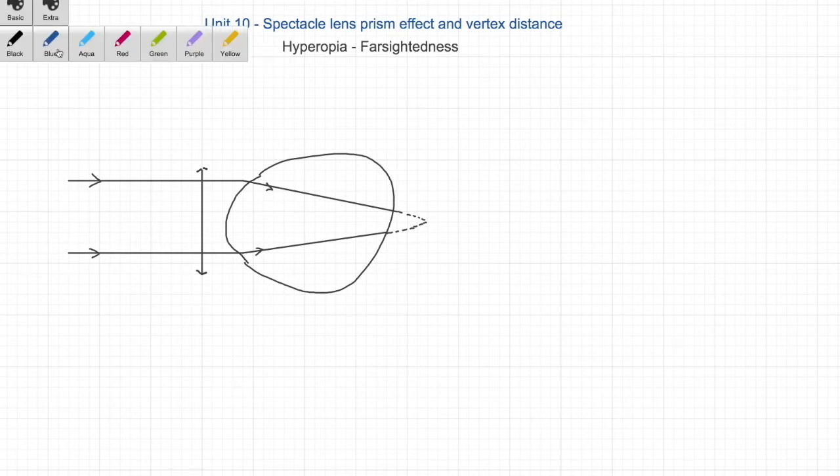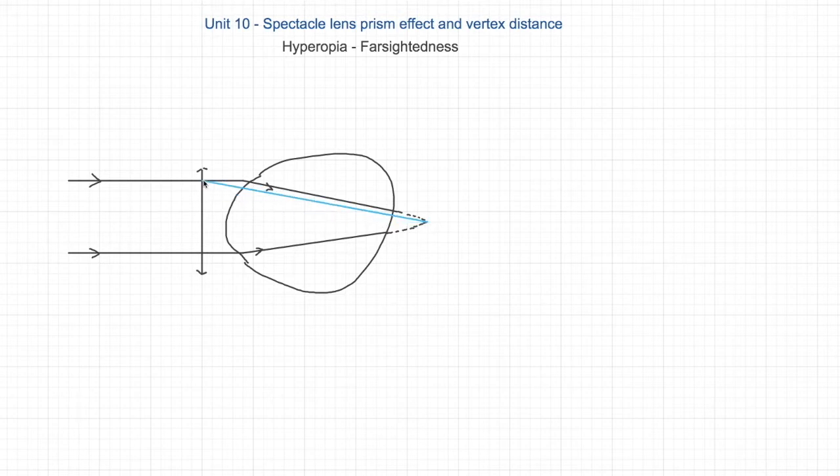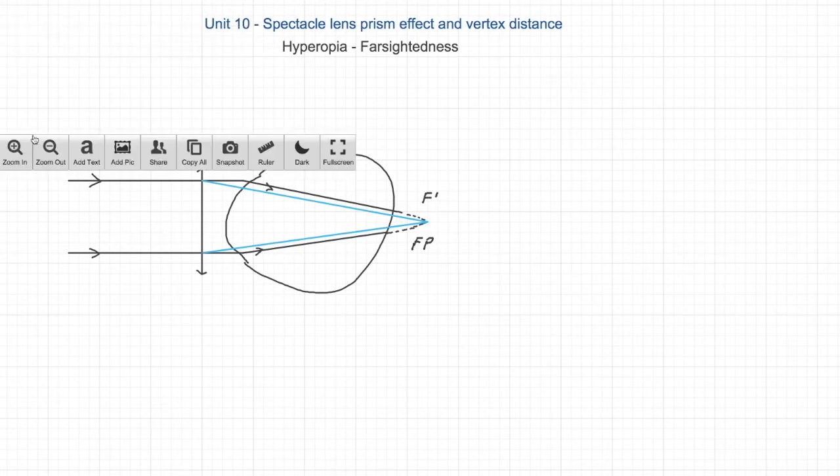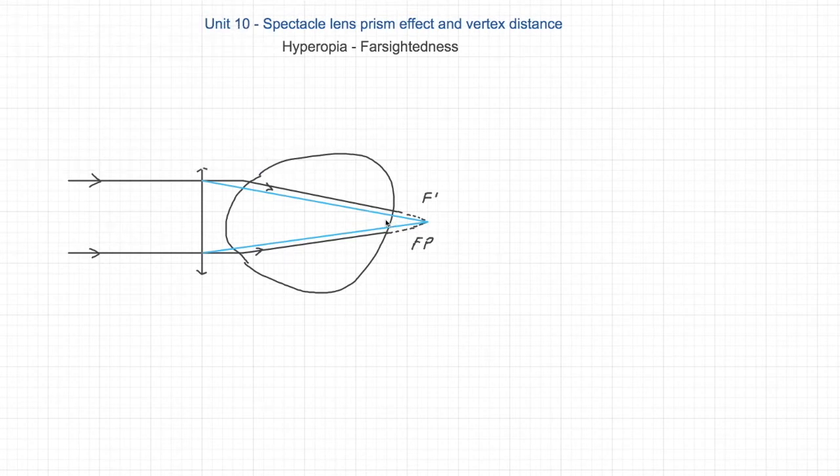So what we do for hyperopic eyes is we prescribe convex or plus lenses, and that lens converges the light toward that far point of the eye. That's also the secondary focal point of the convex lens. And the eye uses that image as a virtual object and focuses the light to a precise point on the retina.